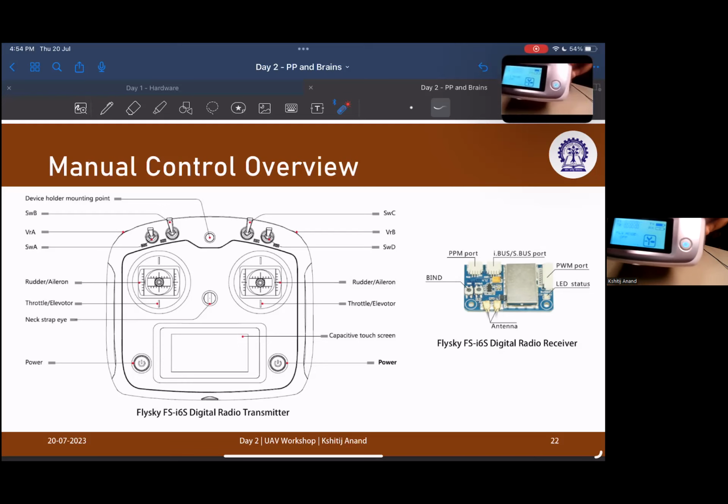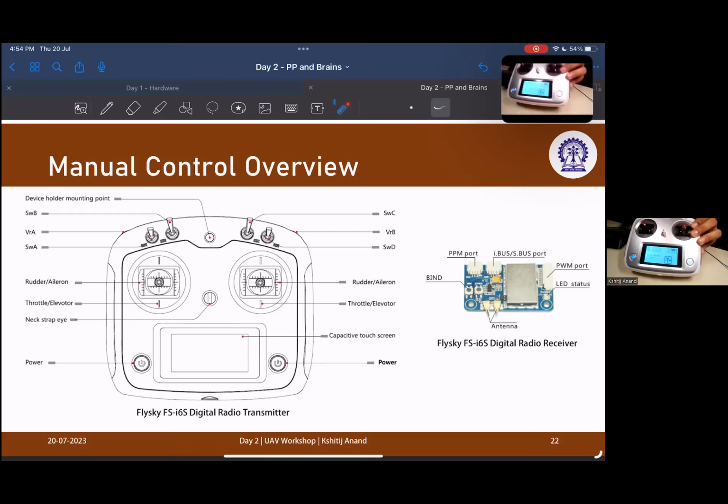Now what is important here is you have TX and RX. TX is the battery level for the transmitter, and RX shows a question mark right now. So now I'll show you what a receiver looks like. This is what an FS-iA6 receiver looks like.